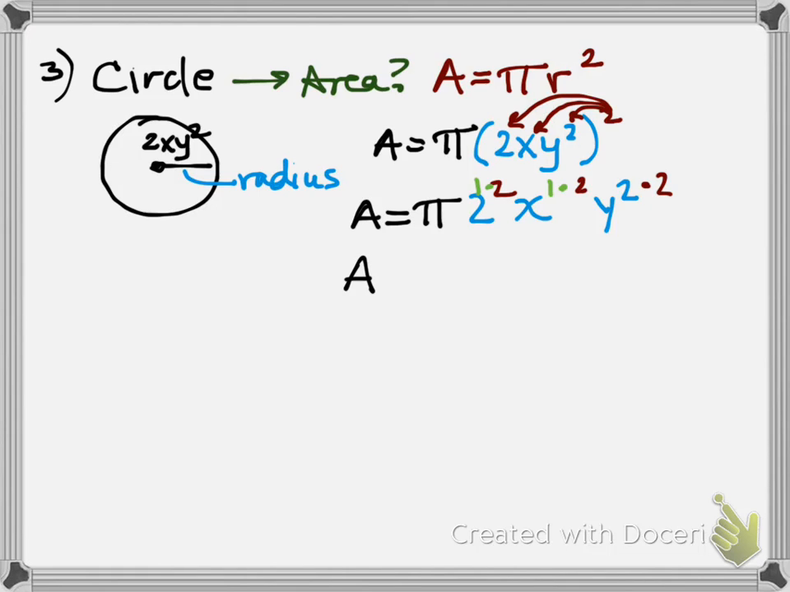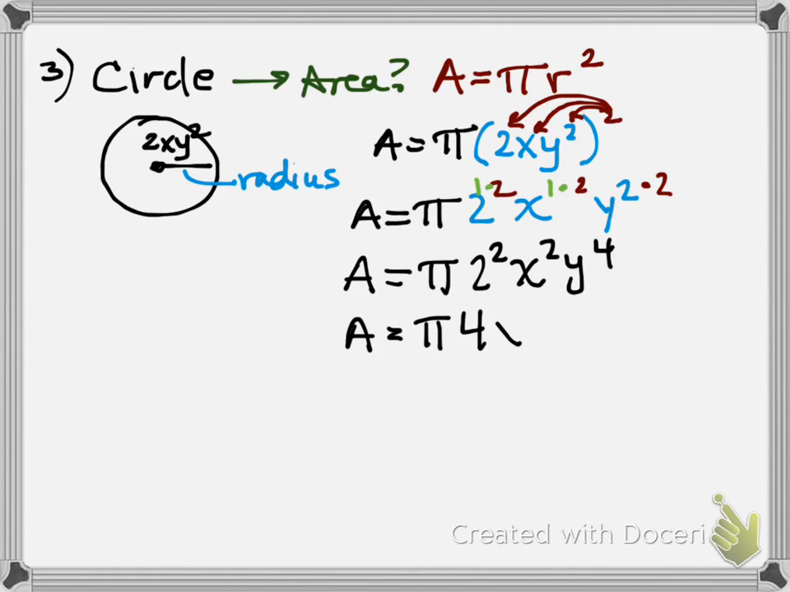So we get area is equal to pi, 2 squared, x squared, y to the 4th. Now that answer is not right yet. What do I need to do to finesse my final answer? Bryce? Oh, I'm talking to Bryce. And what do you get? Okay, so I get pi 4 x squared y to the 4th.